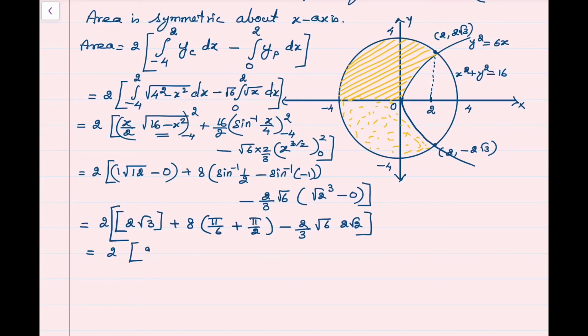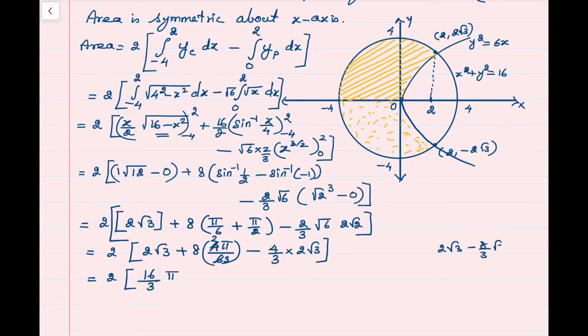2 times 2 root 3 plus 8 times 6 is the LCM. 3 pi plus pi is 4 pi minus 4 by 3 times root 12. Root 12 is 2 root 3. 2 times 16 by 3 pi. These two are like terms, 2 root 3 and minus 8 by 3 root 3. LCM is 3. 6 root 3 minus 8 root 3, which is minus 2 root 3 divided by 3.